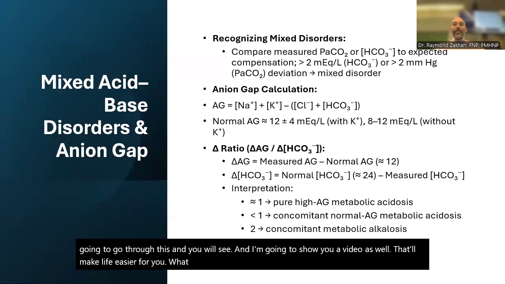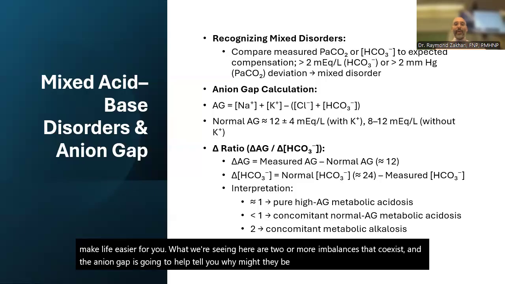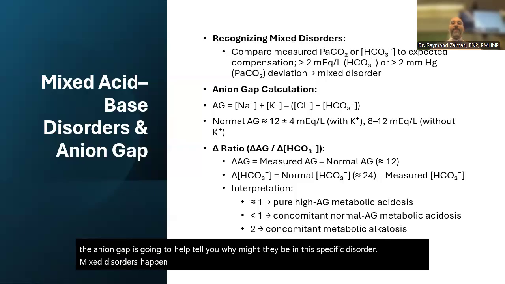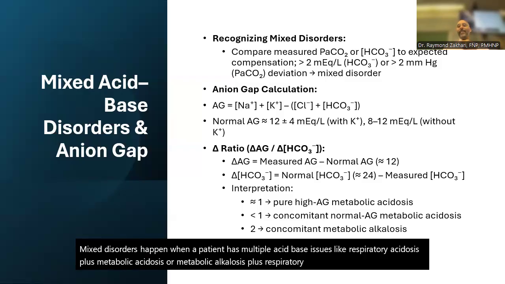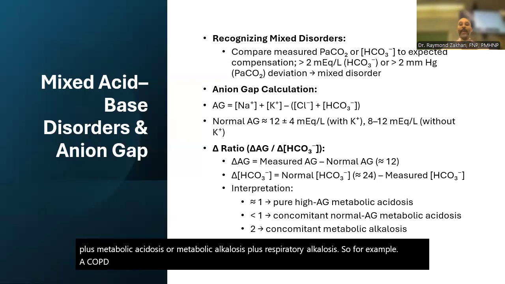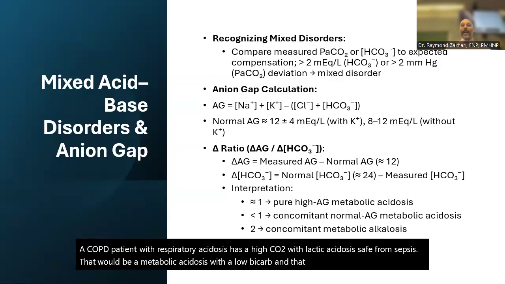What we're seeing here are two or more imbalances that coexist. And the anion gap is going to help tell you why they might be in this specific disorder. Mixed disorders happen when a patient has multiple acid-base issues like respiratory acidosis plus metabolic acidosis, or metabolic alkalosis plus respiratory alkalosis. So for example, a COPD patient with respiratory acidosis has a high CO2. With lactic acidosis, say from sepsis, that would be a metabolic acidosis with a low bicarb. And that shows a low pH with both high CO2 and low bicarb.